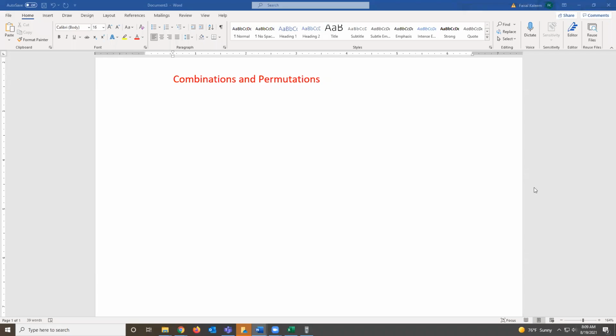Our next topic is combinations and permutations. This applies when we are selecting a few things from a total. Combinations come into play when order does not matter. In combinations, order does not matter. In permutations, order matters.